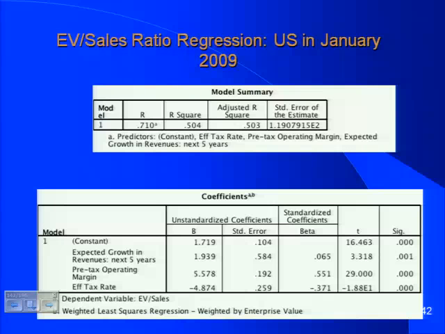Comparative variable? No contest here, right? 29. In fact, tax rate's pretty close, 18. Okay? So remember that when you see that E1 base, remember to move the decimal point over. So it's not minus 1.88, it's actually minus 18.8. But the t statistic on pre-tax operating margin, 29, clearly puts it as the dominant variable explaining enterprise value to sales ratios.